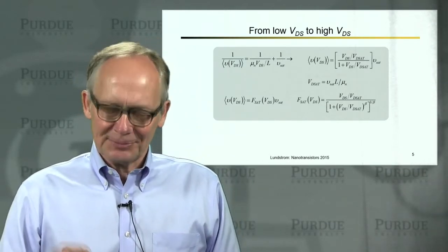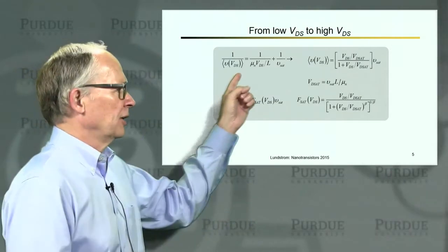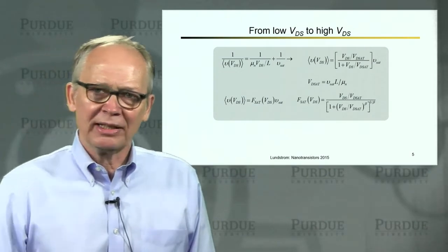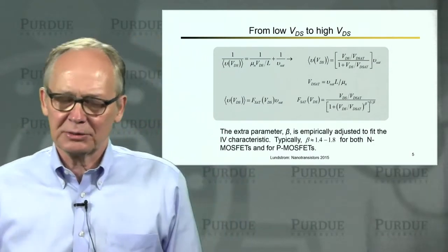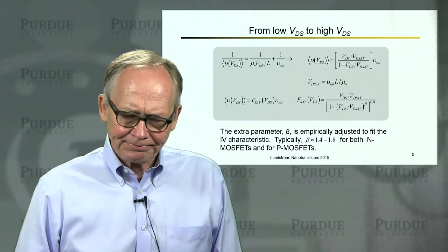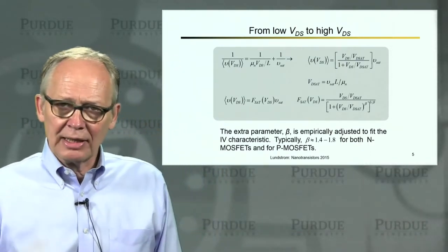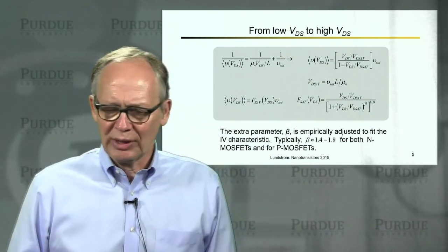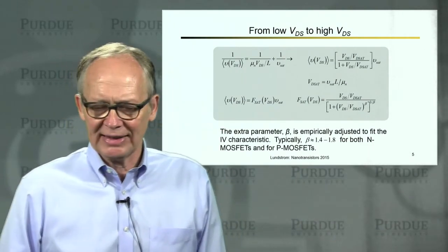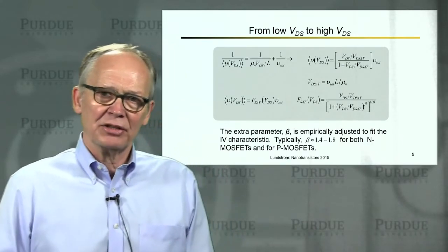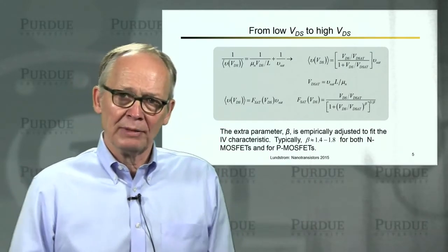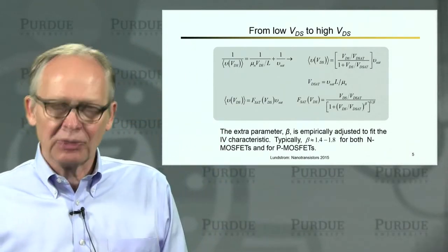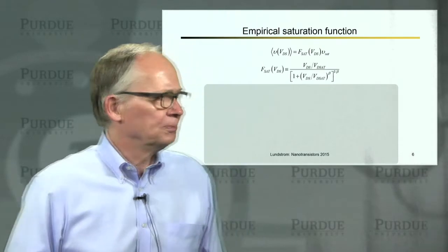We can tweak this. The physical justification comes from where we started here, but now we have an extra empirical knob that we can adjust to make sure that we get the best fit to experimental data. So beta is empirically fit to measured characteristics. It's typically 1.4 to 1.8 or so for silicon MOSFETs. So once you have a device technology, you can adjust that, and then it works pretty well for a variety of channel lengths within that technology. So we have an empirical expression that will fit those two curves.